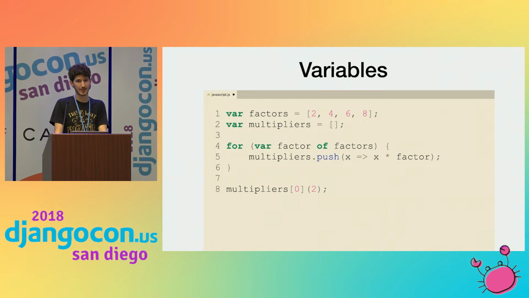So with all that knowledge, here's a riddle for you. Here we have a code. We have a list of factors, 2, 4, 6, 8. We have an empty list of multipliers, and then we iterate through the list of factors and add an anonymous function which will take an argument and multiply it by the factor. So if we look at the output of the last line, what do you think it should be? Any guesses?